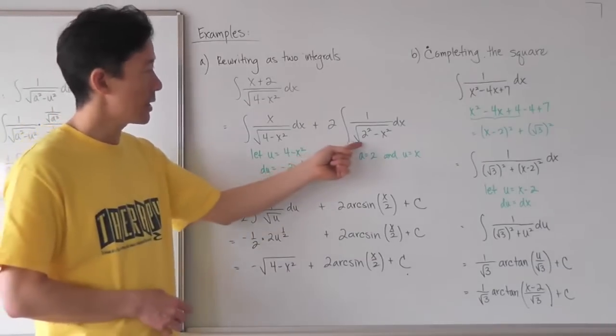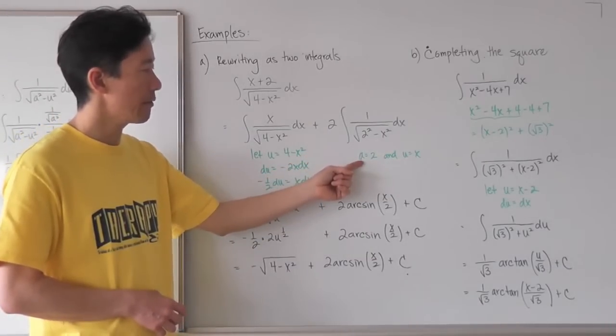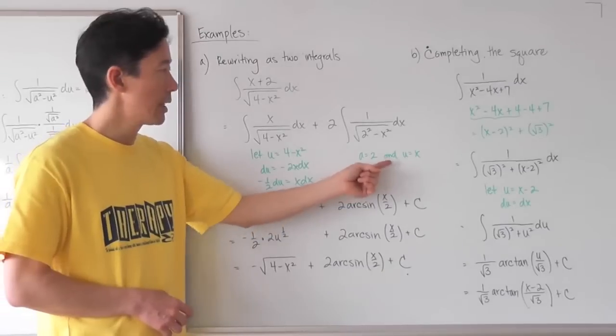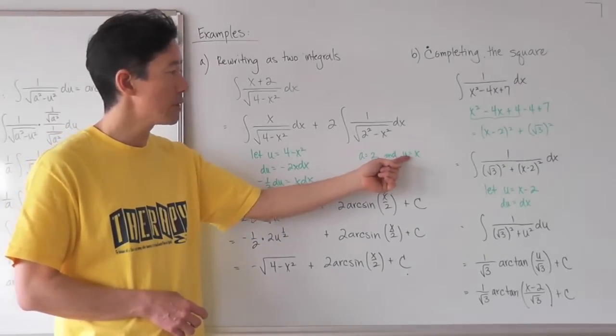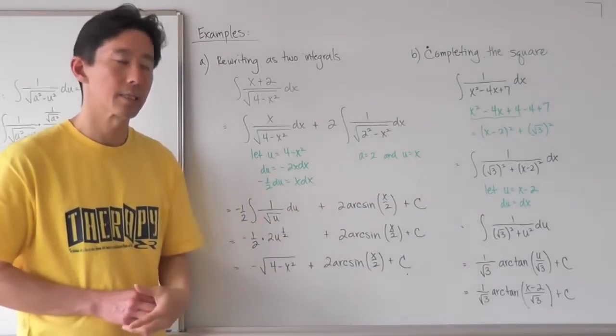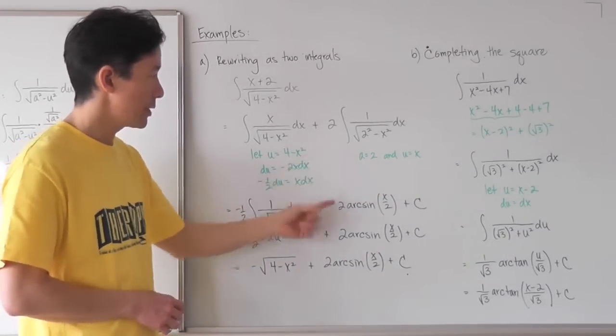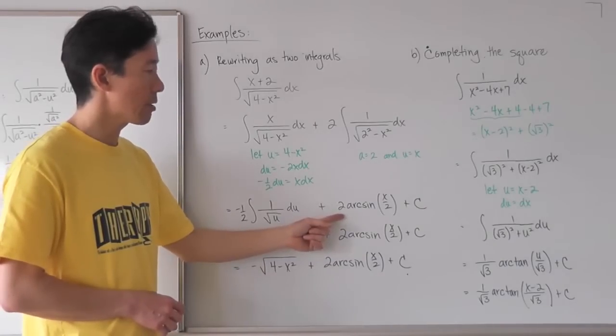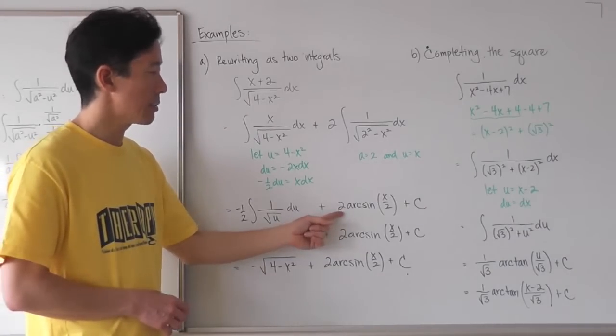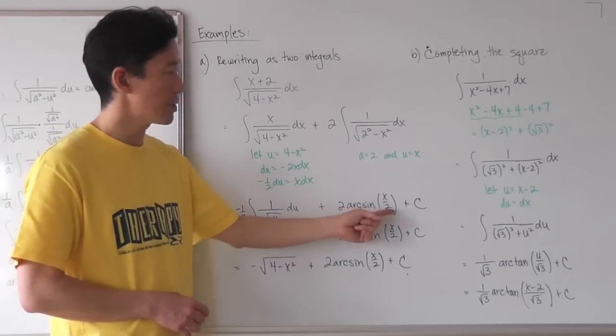Now in this other integral, again I've readily identified what a was, and that's 2, and also readily identified what u was, which is x. So now I can very simply go ahead and substitute into the arcsine. And so this is going to be 2 times the arcsine of x over 2 plus c.